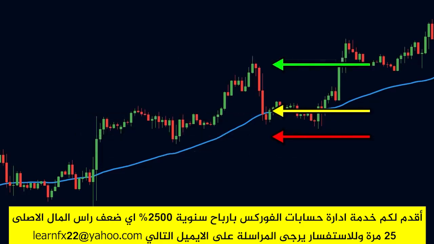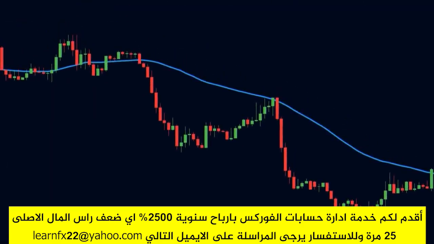And as you can see, the price consolidated near our entry point for some candles, but it eventually achieved our target. Now let's look at a sell trade.